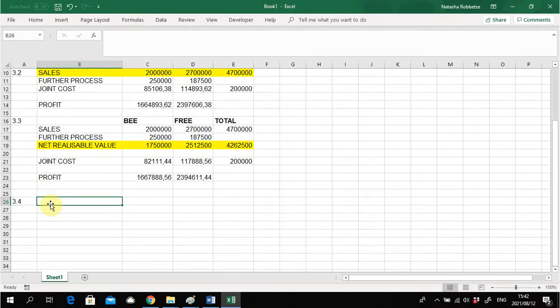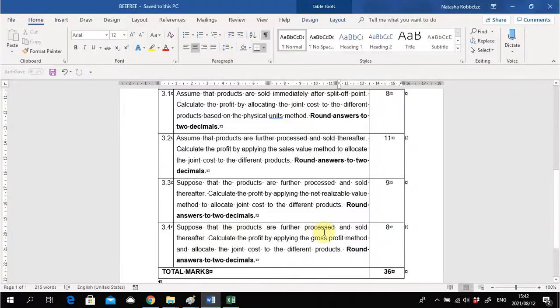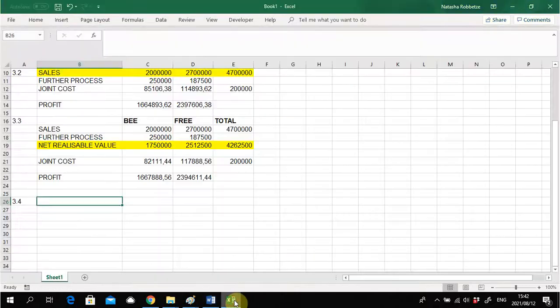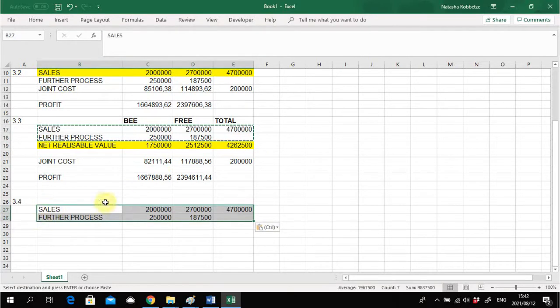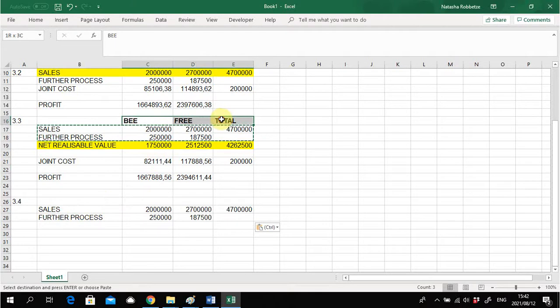Right. So for 3.4, they ask us in the required part that we need to assume that the products are further processed. Then we need to calculate the profit by applying the gross profit method to allocate the joint costs to the different products. Right, so now, again, we have to assume that it's further processed. So I'm just going to use the same values again, because we're just going to multiply the same amount.